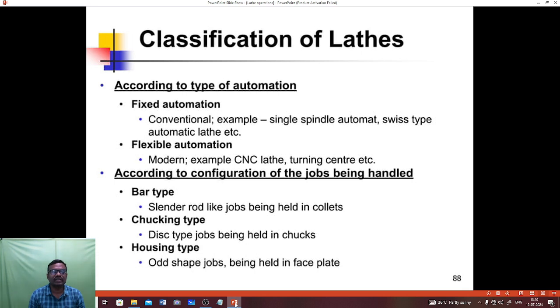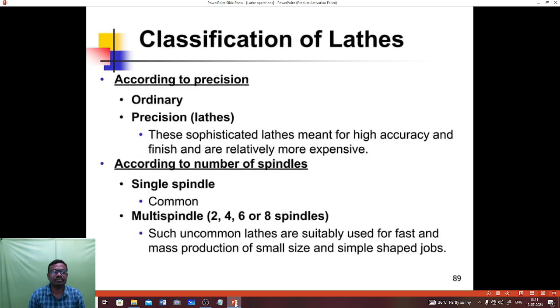According to configuration of the jobs being handled, lathes are classified as bar type, standard rod like jobs being held in collets, chucking type, disc type jobs being held in chucks, and housing type, odd shape jobs being held in faceplate. According to precision, ordinary lathes and precision lathes; these sophisticated lathes meant for high accuracy and finish are relatively more expensive.